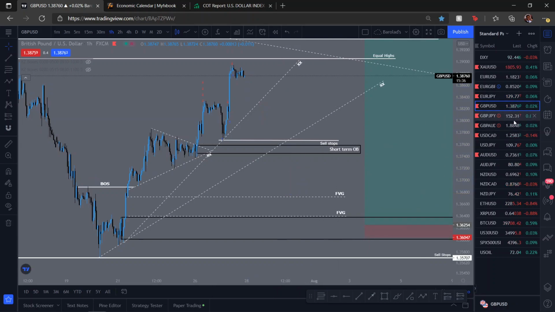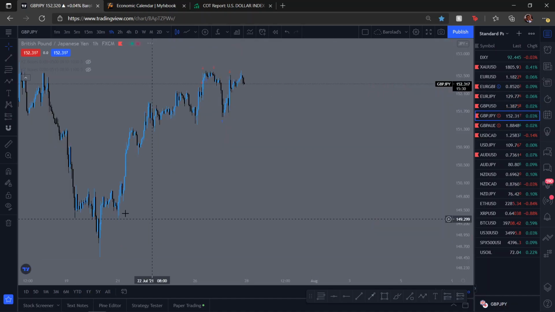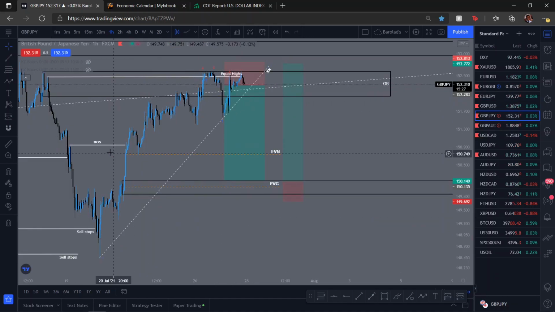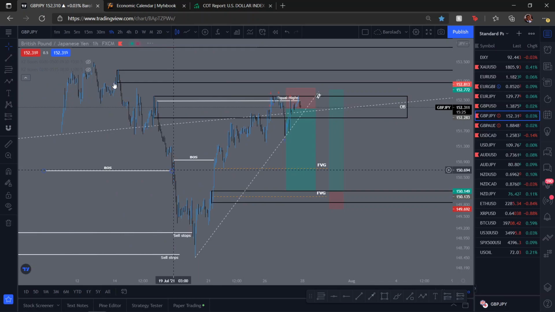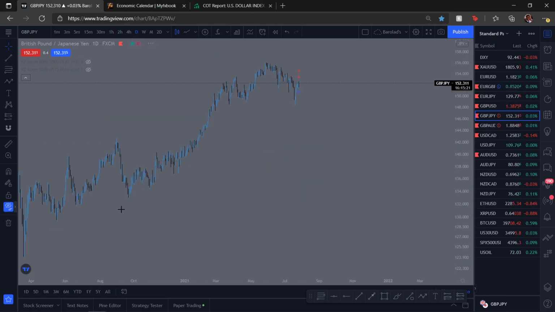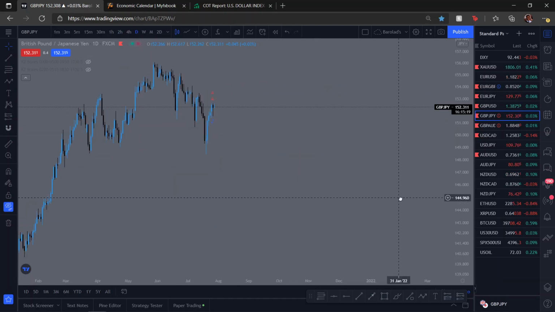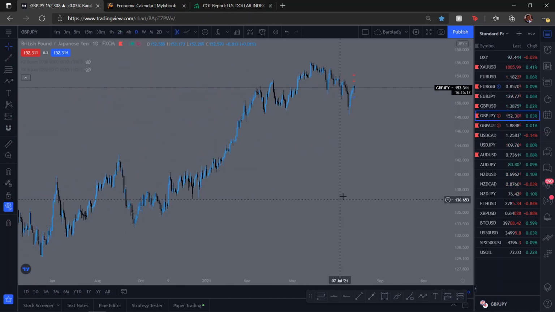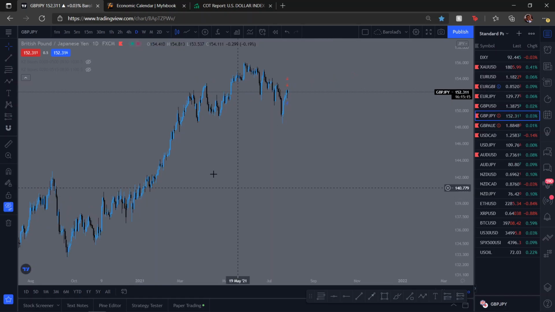I'm not going to look at GBP JPY because my bias still remains the same. I am bearish on GBP JPY. We've had a huge rally to the upside, repricing all the bearish moves we've had to the downside. So what I'm looking for is actually for GBP JPY long term to come back into this area of demand.